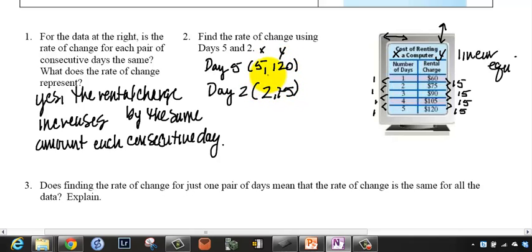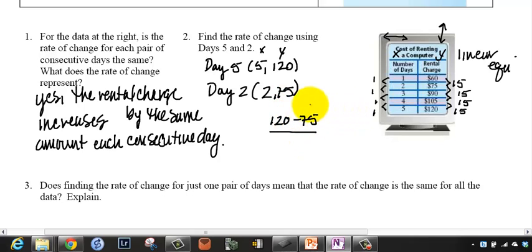So what is the change between these 2 time periods? From day 2 to 5, how much are we increasing? Well, let's find the difference of the y values for day 5 and day 2. So realistically, all we're going to do is take 120 and subtract 75. So that's going to give us the change from day 2 to day 5.